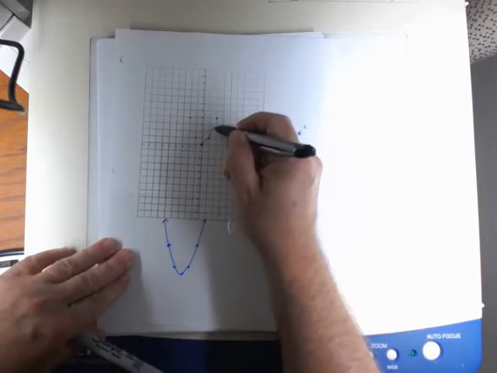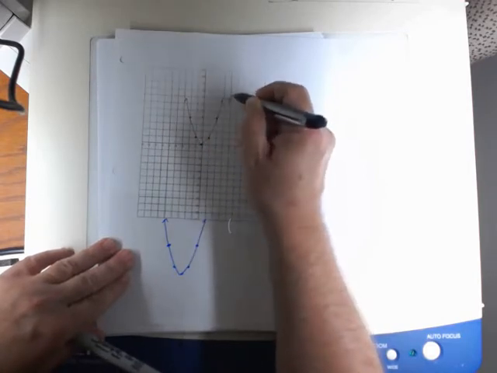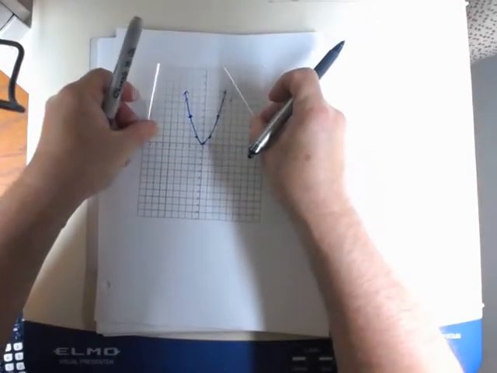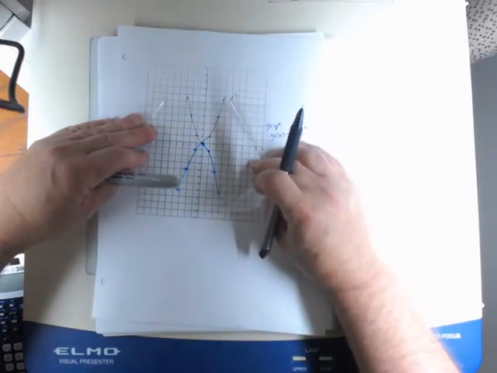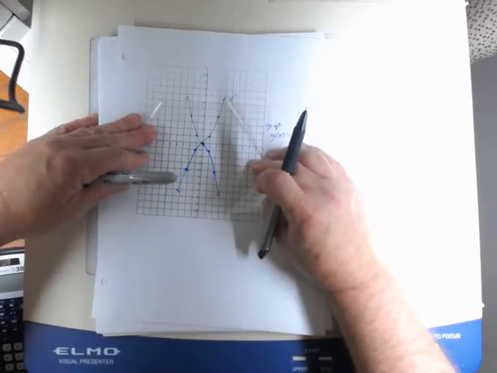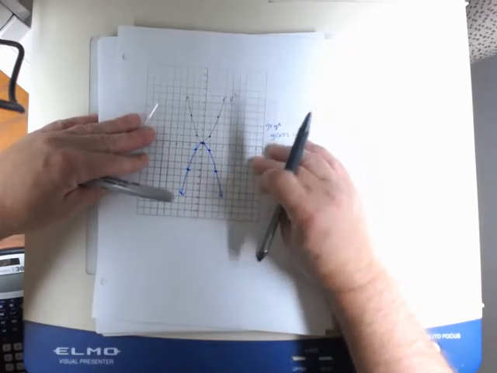You see your parent function? And what I did was I took this parent function and did what to it? Reflected about the x-axis. Just don't use the word flip, you say reflect about the x-axis, because it's also reflecting about the y-axis. But for that, we're reflecting about the x-axis.